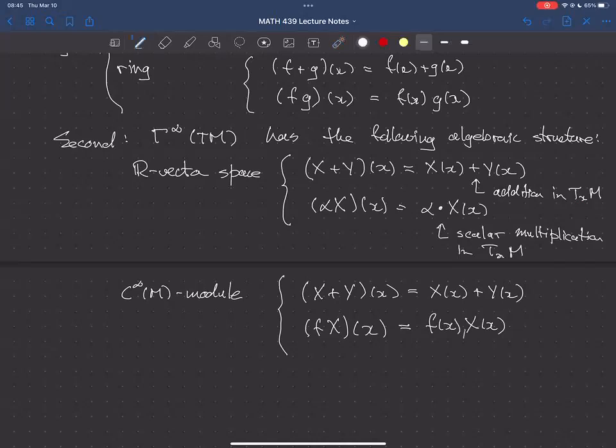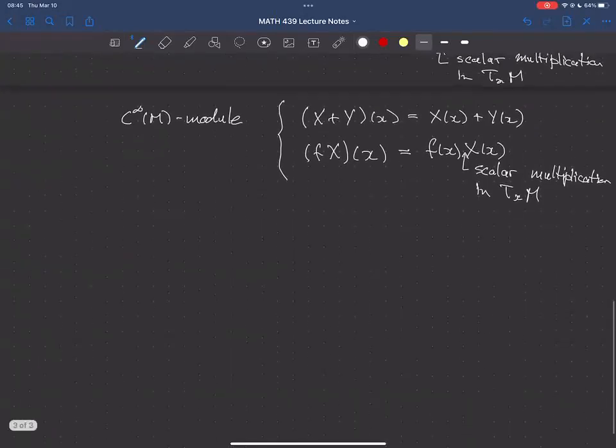Okay, so this is scalar multiplication in the tangent space. All right. So that's the algebraic structure of functions on one hand and vector fields on the other hand, and the way that they interact through this so-called module structure.